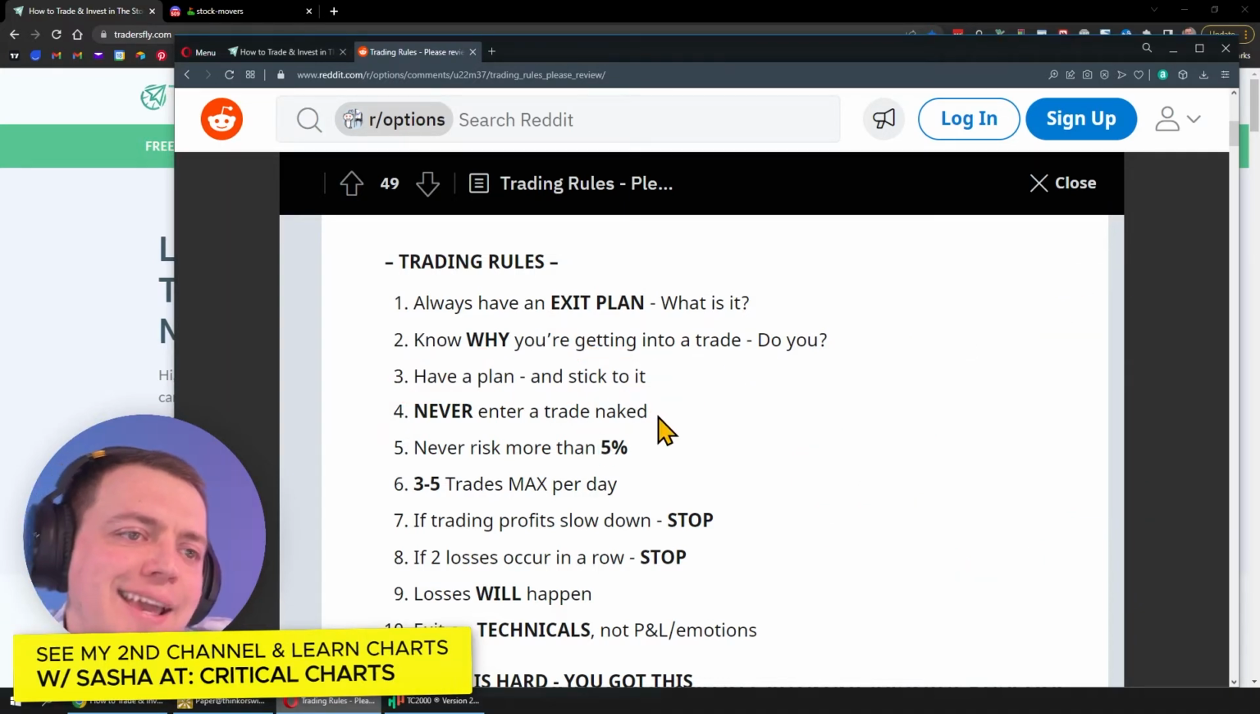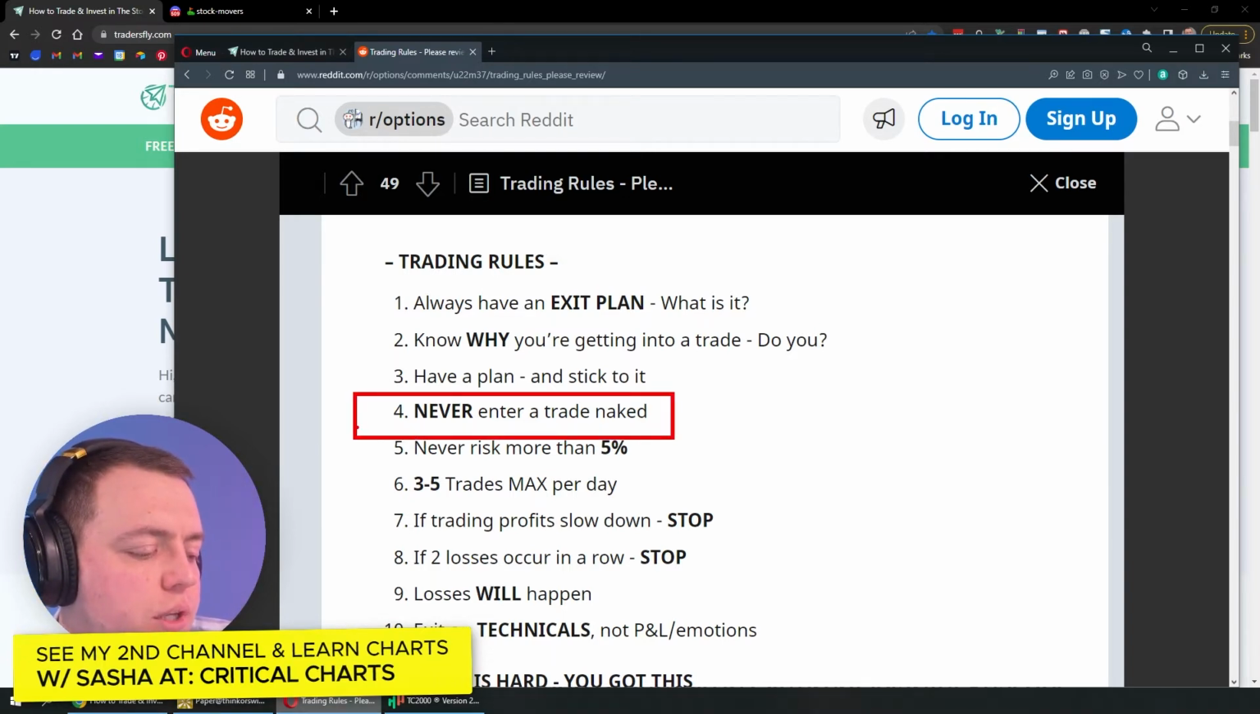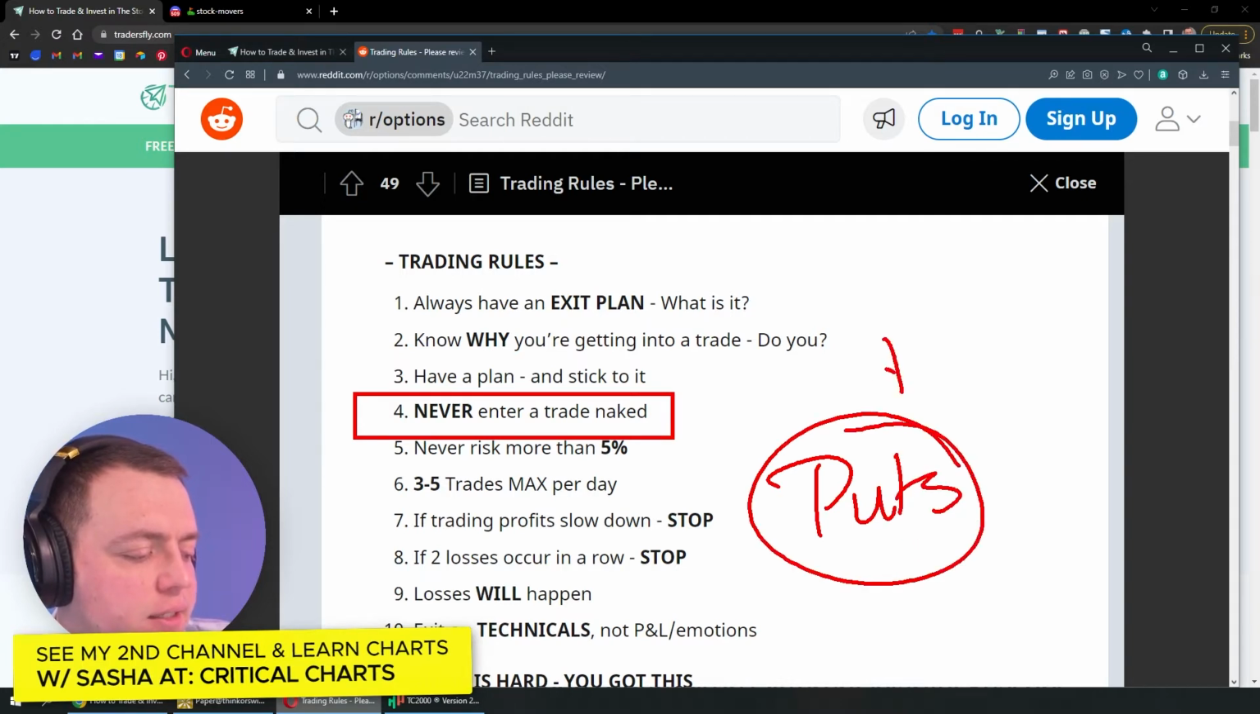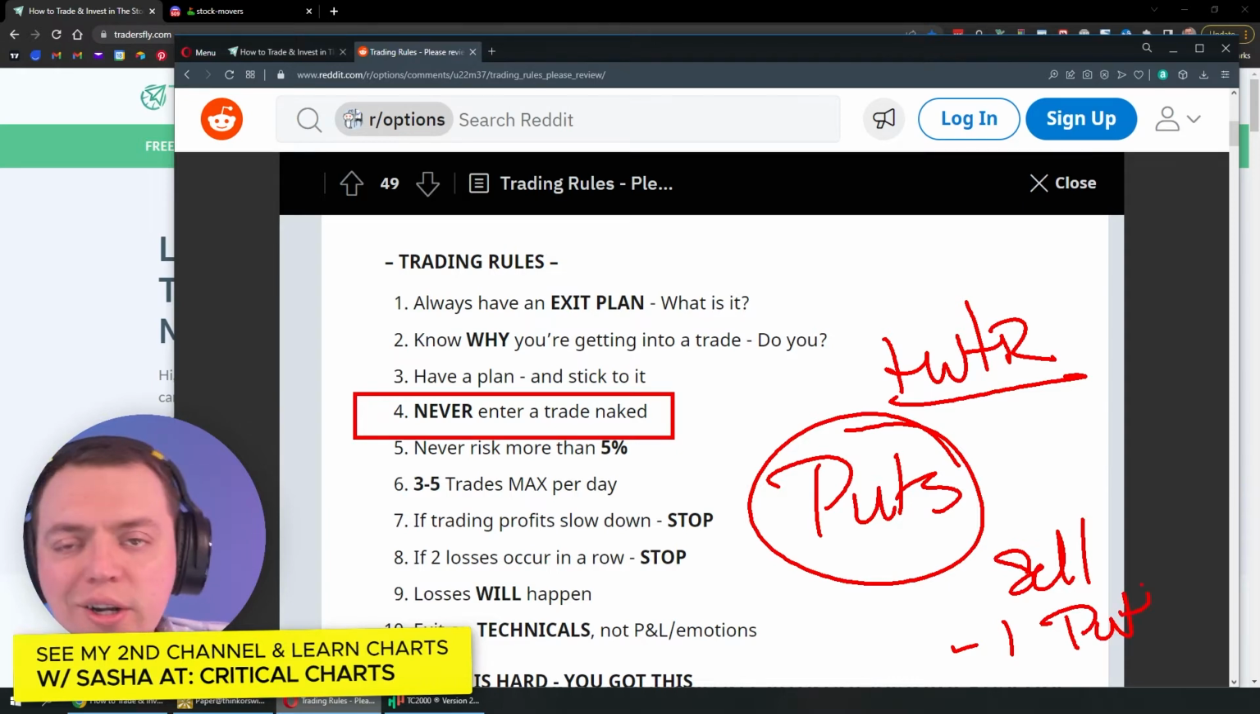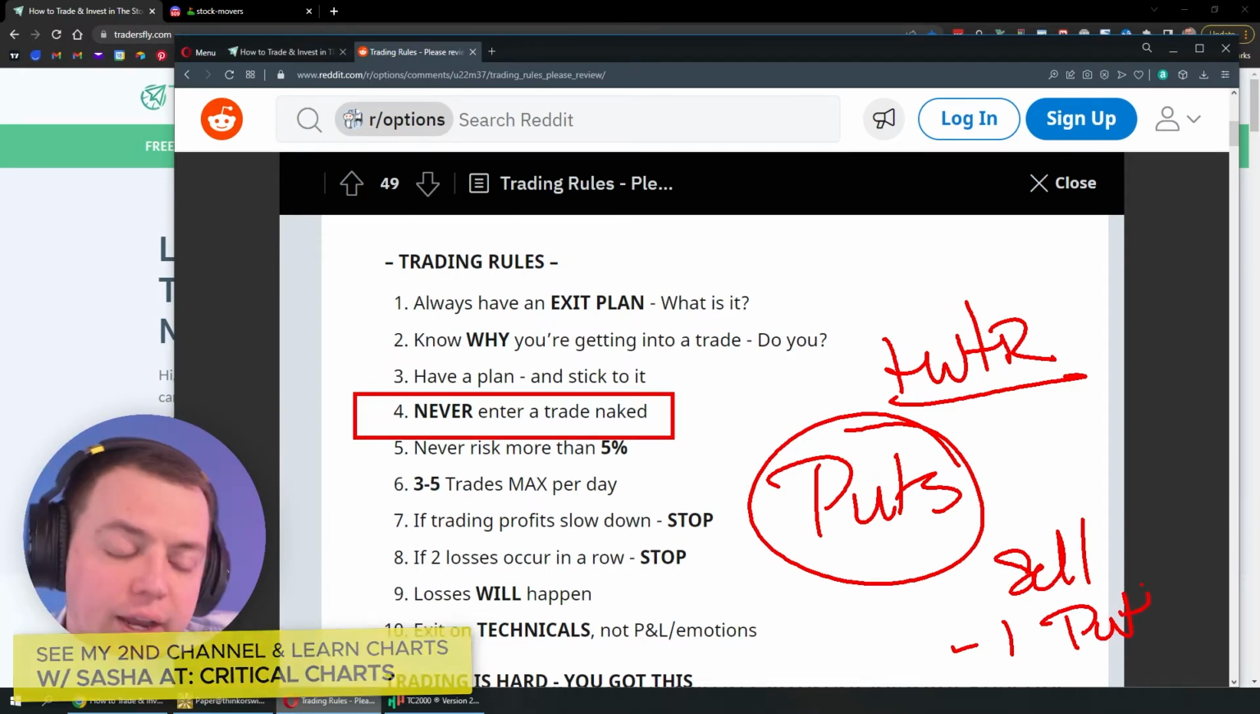Never enter a trade naked. This I have to disagree with. It depends on the strategy. If you're just selling puts on a certain stock, like let's say it's Twitter, and I want to accumulate Twitter shares, well, I could easily sell a naked 1 put contract on Twitter, because I just want to pick up another 100 shares, and I could do like 10 of them.